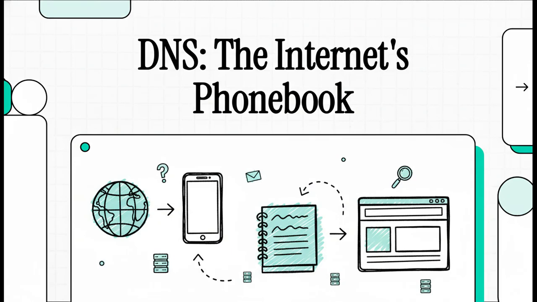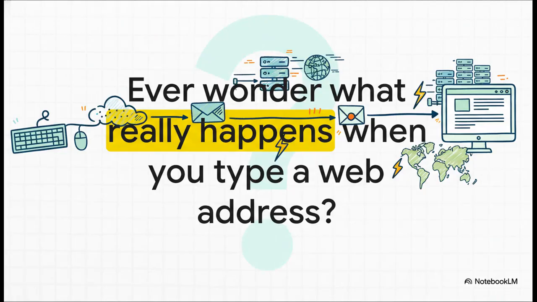Let's pull back the curtain on a piece of internet magic you use hundreds of times a day, probably without even realizing it. It's called DNS, and honestly, it's the system that makes the internet usable for us humans. So let's dive right in. I mean, it feels completely instant, right? You type in a name and poof, a website appears. But behind that seemingly simple action is this incredible high-speed game of telephone happening across the entire globe. And we're going to follow that journey, step by step.